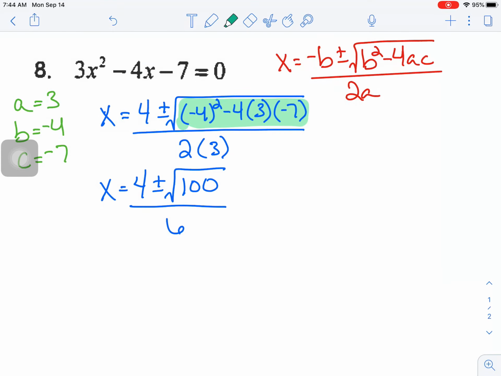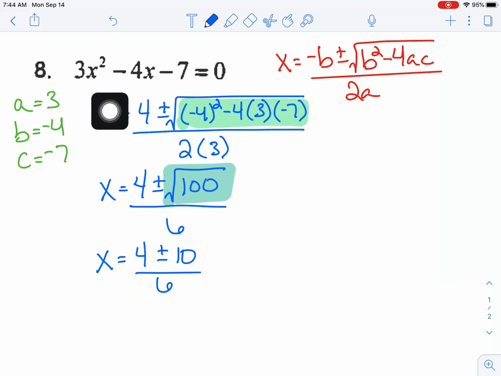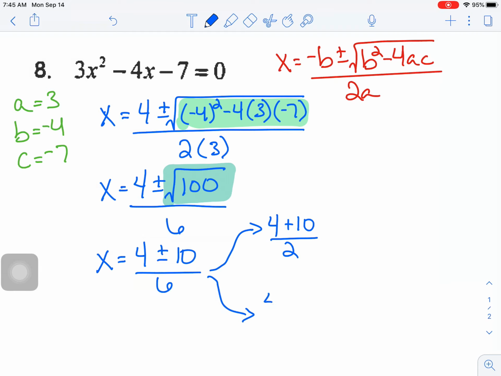Okay. So now this root, the square root of 100, well, 100 is a perfect square. So the square root of 100 is just the number 10. All right, so this big quadratic formula has turned into this little equation down here. And I'm going to further separate this. This plus or minus here means I actually have 2 expressions. So I'm going to separate this up into 4 plus 10 over 2. And separately, I'm going to do 4 minus 10 over 2. Okay. So 4 plus 10 would be 14. 14 divided by 2 is 7.